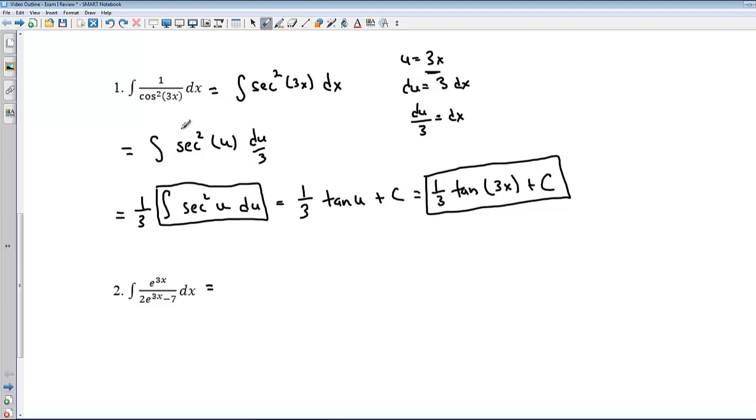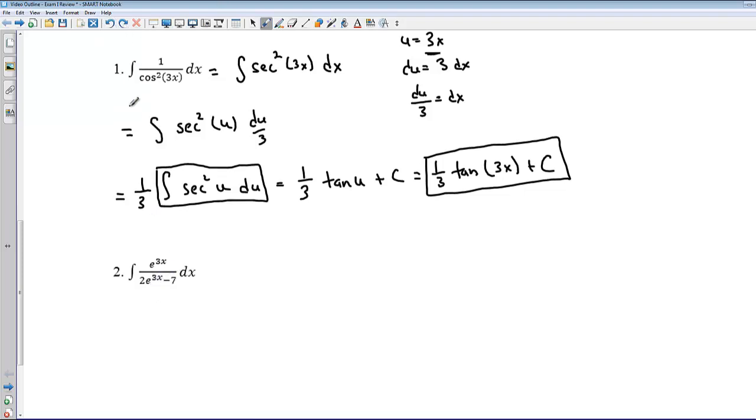This one is definitely substitution. So to do this, the idea is I'm going to let my u be the bottom piece right here. So this is like u substitution. So u is going to equal my 2 e to the 3x, and then take off 7 on the end.